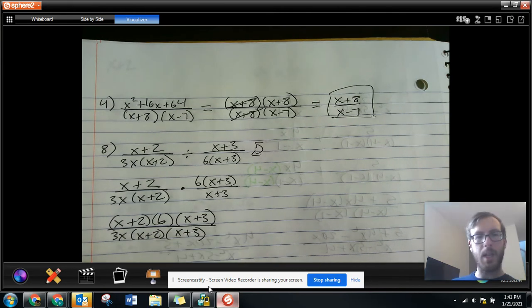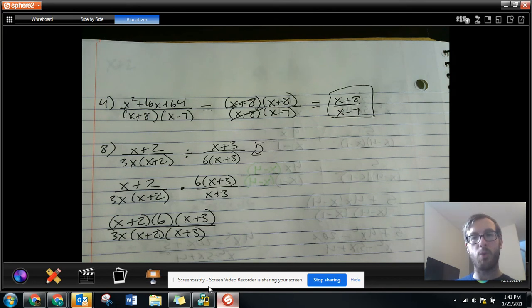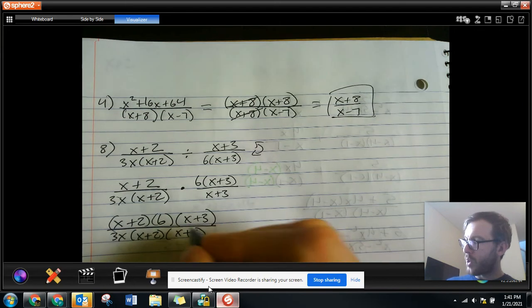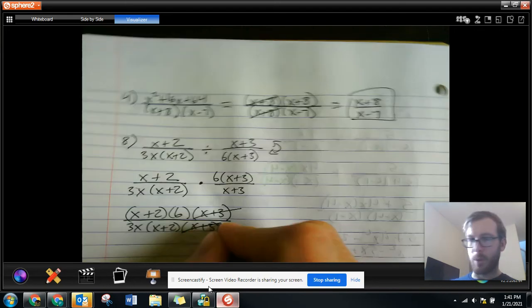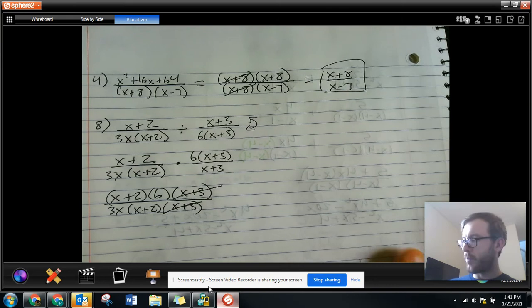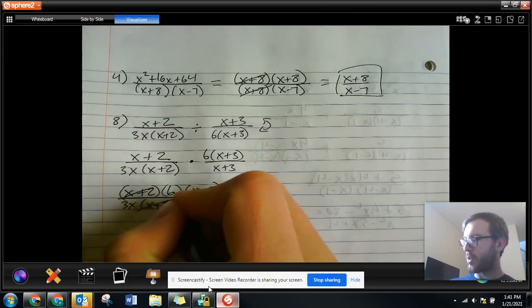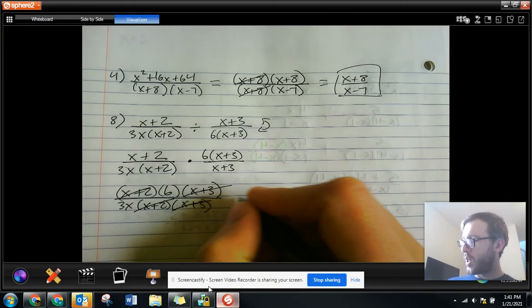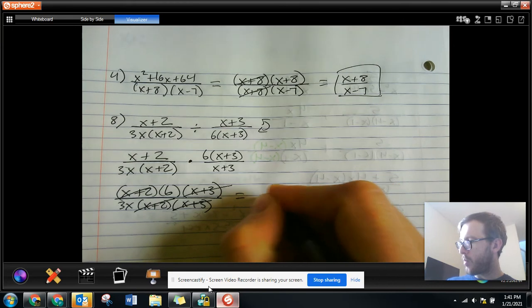Now I can start to eliminate everything that is in both the numerator and the denominator, as long as it's an entire factor. Remember, we can't do parts of factors, we've got to do entire factors. Okay, so we've got x plus 3 over x plus 3, we can eliminate those. We've got x plus 2 over x plus 2, we can eliminate those. And that gets us 6 over 3x.